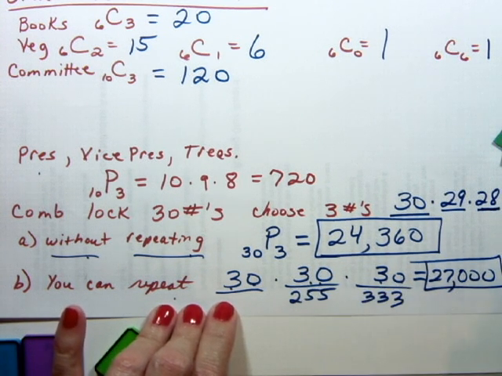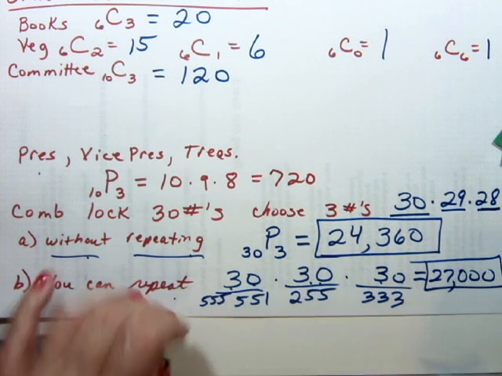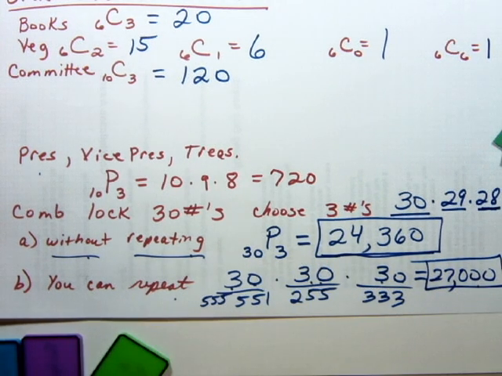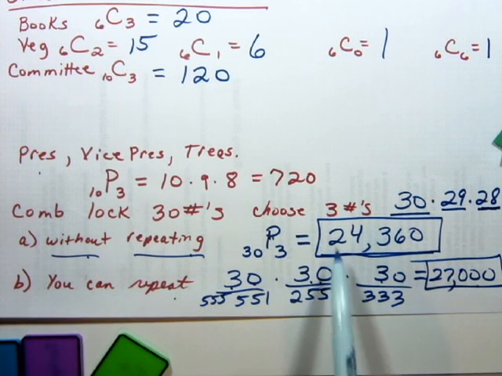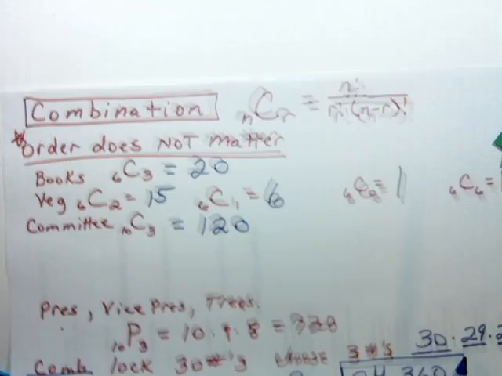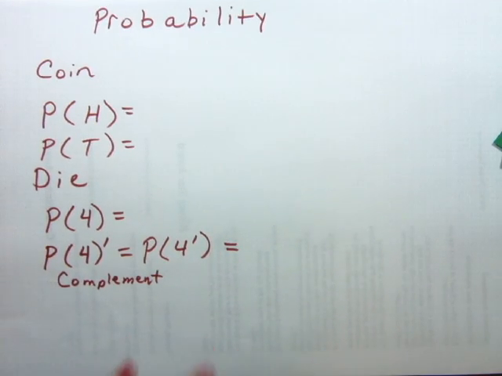Notice I have more possible combinations if I can use numbers more than once, because this one includes 255, 333, 555, 551, and so on. All of those are included in this, whereas none of those were included if I said without repeating. Again, that one was a permutation because order mattered, and the reason I put this on here is because when people see combination lock, they think it's a combination problem, but it's not, because on a combination lock, order matters. So make sure you pay attention to the meaning of your problem. Don't just go, oh, it says the word combination. Okay, now let's talk a little bit about probability.